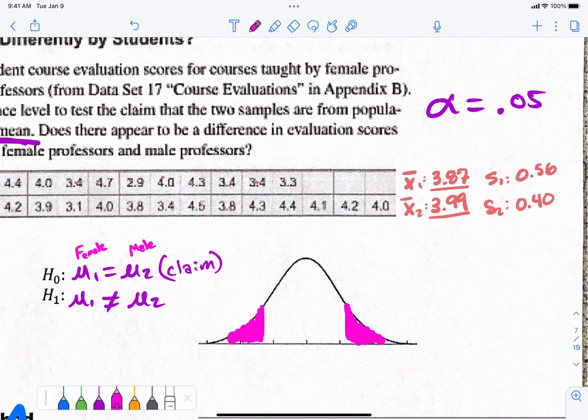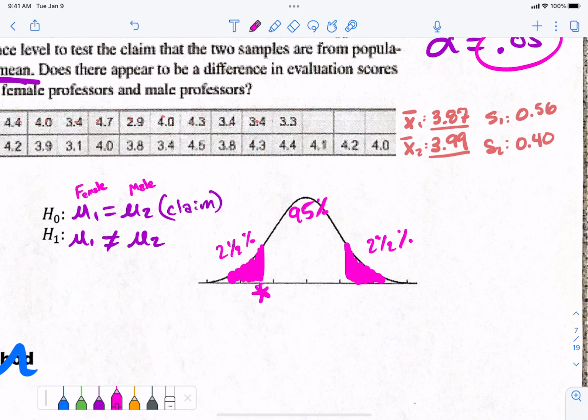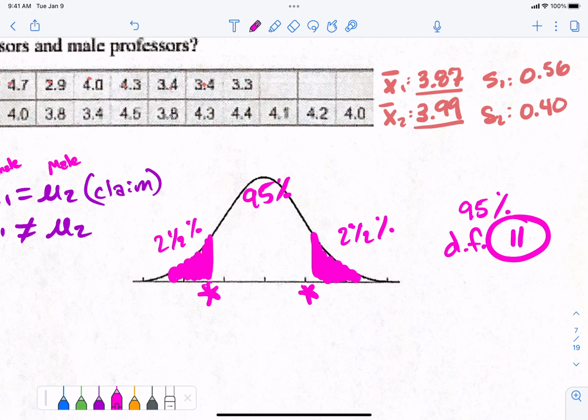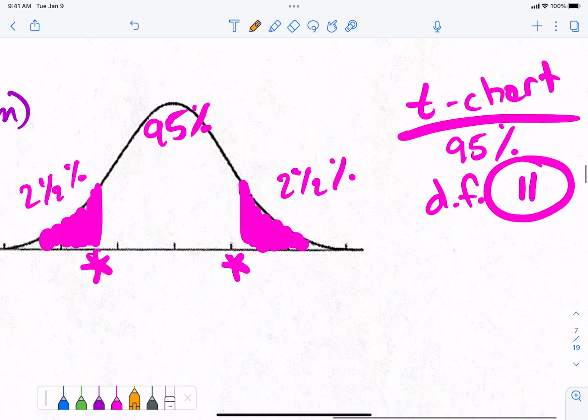Just like normal, our alpha value is 5%. We have to split it in half: 2.5% and 2.5%. So what percent in the middle? 95. We have to look up on the table what our critical numbers are, like where is this cutoff point and where is this cutoff point. So we're going to look at 95% and how many degrees of freedom? 11 degrees of freedom. So go to your T chart, go to 95% and 11 degrees of freedom. Tell me what those numbers are. 2.201 and negative 2.201. Okay, those are our critical numbers.